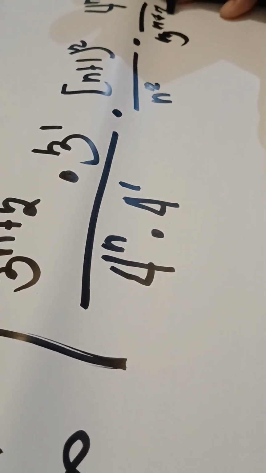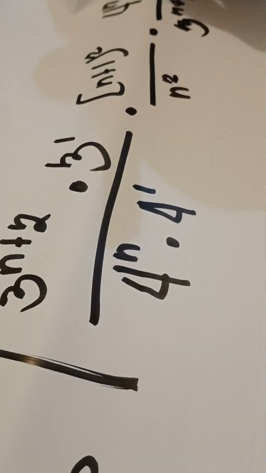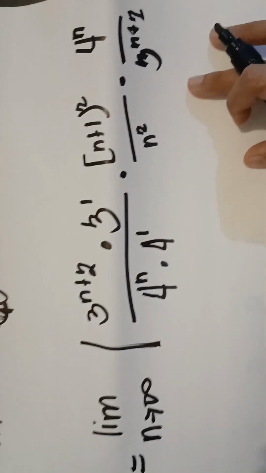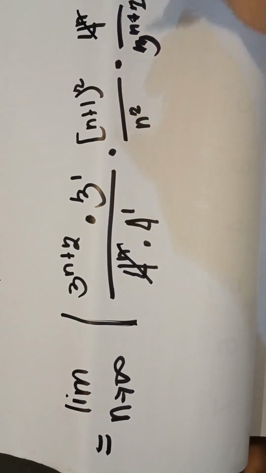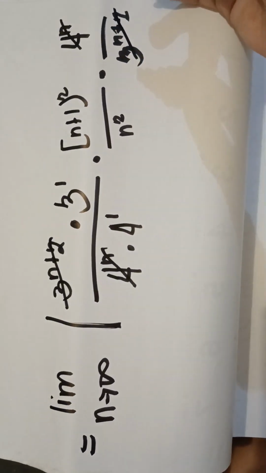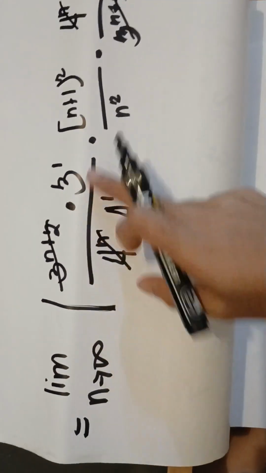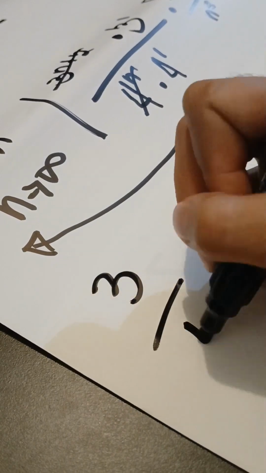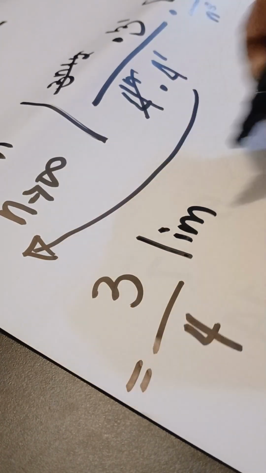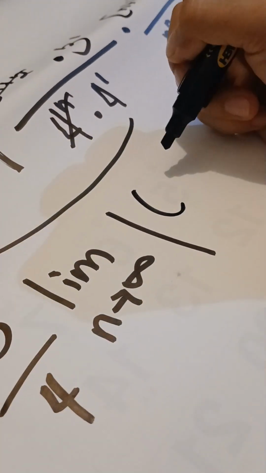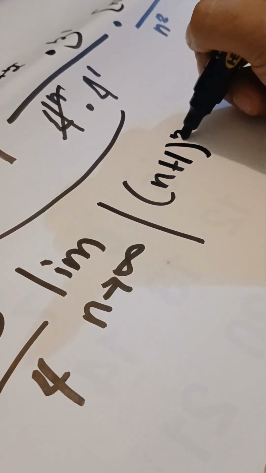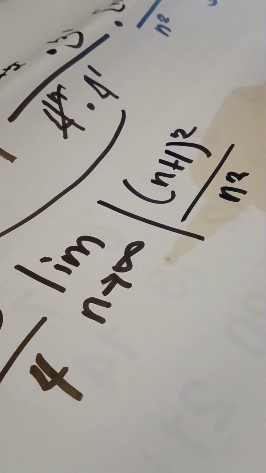Let's cancel the 4 raised to n and the 3 raised to n plus 2. Now, the constant of 3 over 4, let's take it outside of the absolute value expression. So we move it in the front. Now we're going to have 3 over 4 times the limit as n approaches infinity of the absolute value of 3 times the quantity n plus 1 raised to 2 over n squared. Now, let's expand the quantity n plus 1 raised to 2.